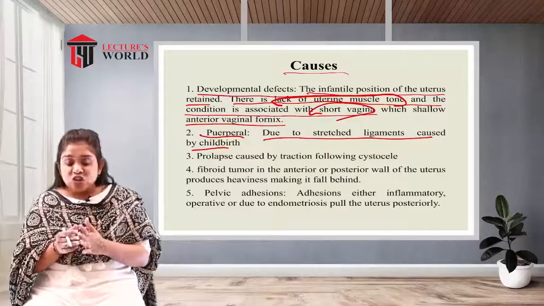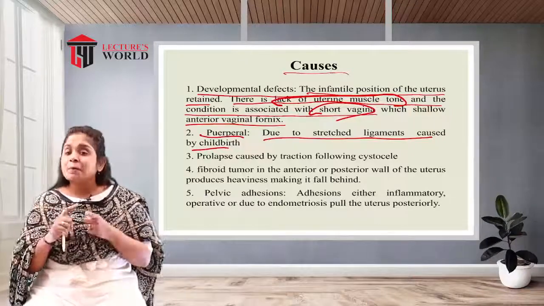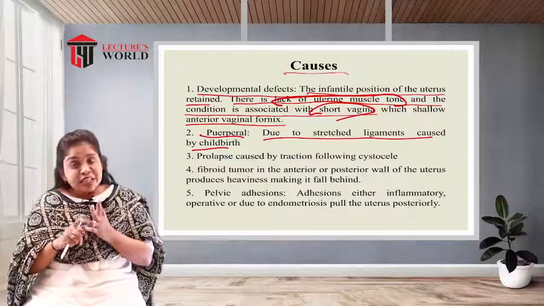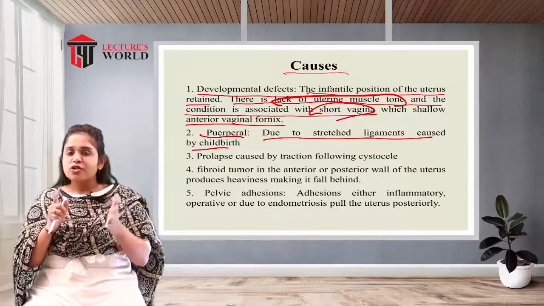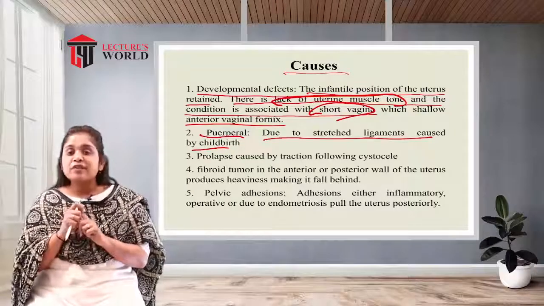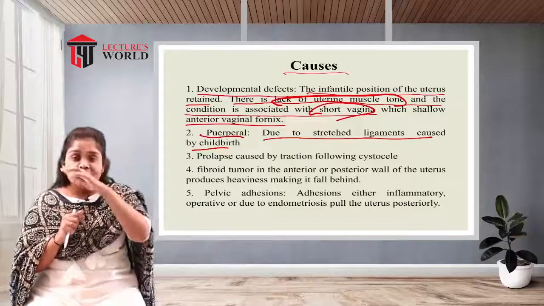But here we are talking about overstretching. Overstretching will be there when precipitate labor is there, when obstructed labor is there, when multiple pregnancy is there, and when polyhydramnios is there. I'll say a little brief regarding this. First, we have multiple pregnancy. So multiple pregnancy, what does it mean?